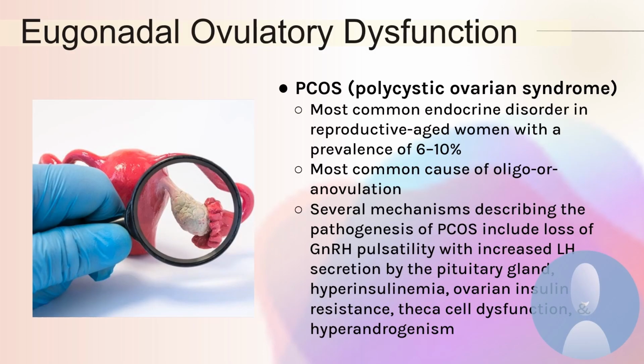Eugonadal ovulatory dysfunction refers to a condition in which a person's reproductive system, including the ovaries, appears to be functioning normally, but there is a disruption in the normal ovulation process. Therefore, eugonadal is normal. One common example of eugonadal ovulatory dysfunction is PCOS, or polycystic ovarian syndrome. This is where individuals often have structurally normal ovaries but may experience irregular ovulation due to hormonal imbalances.